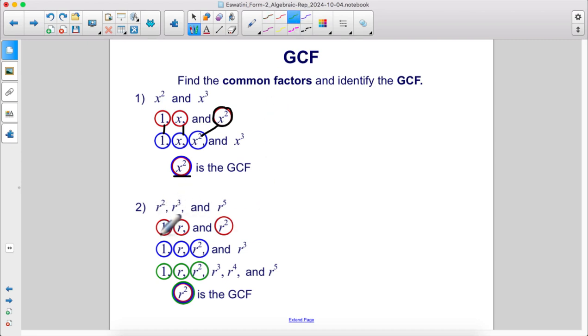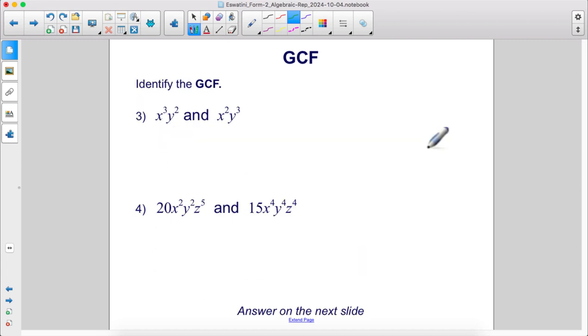For r squared we have 1, r, and r squared. For r cubed we have 1, r, r squared, and r cubed. For r to the 5th we have more. We have 1, r, r squared, r cubed, r to the 4th, and r to the 5th. We circle all the factors, and we see the largest one is r squared.